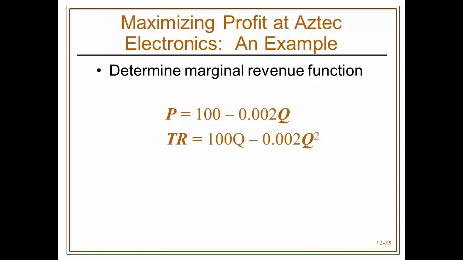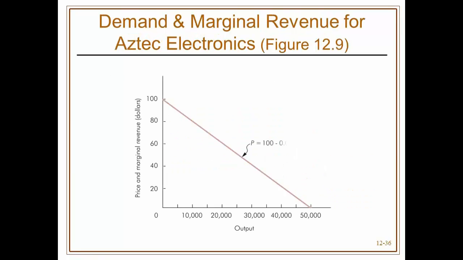Here's my total revenue equation, multiplying every term of the P equation times Q. So 100Q minus 0.002Q squared. To get marginal revenue, I need the derivative, 100 minus 0.004Q. So again, same intercept, twice the slope. Here's its picture.